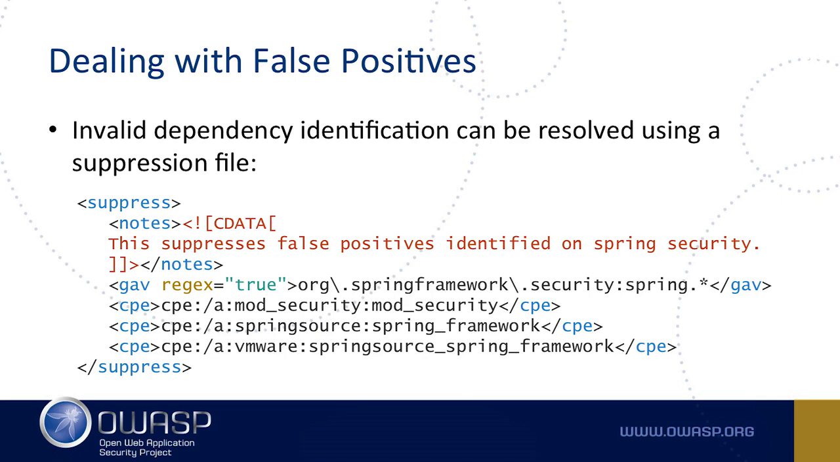So one of the things about dealing with false positives, and I'll show you a little bit more about this when we get into the demo, I have a suppression file that is really simple. We can just give it the GAV coordinates, the group, artifact, version, and say this one is Spring Security. Well, Spring Security doesn't match Mod Security, Spring Framework, or any of the variants of the Spring Framework. And so I created a false positive suppression file, and that's how we deal with those.